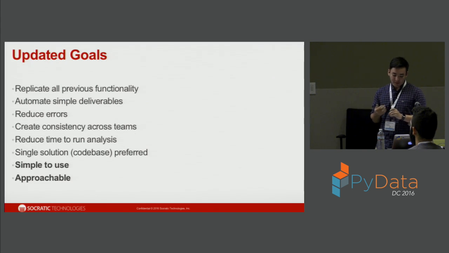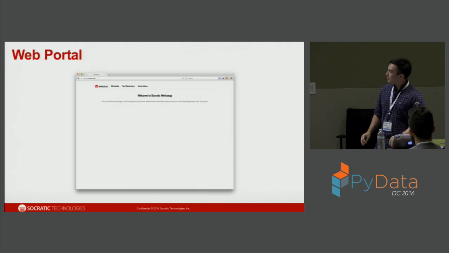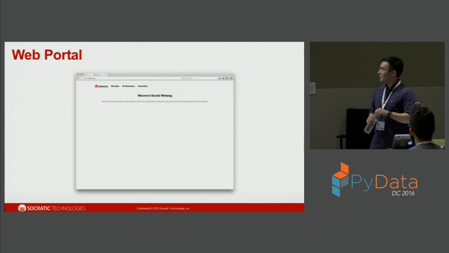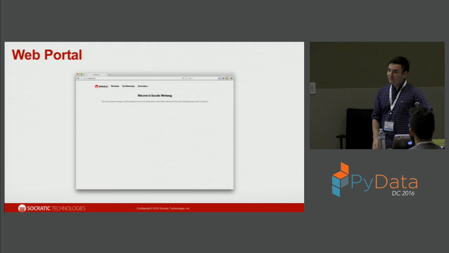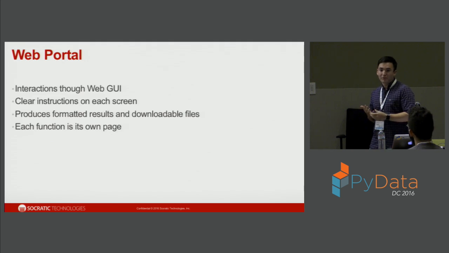So somehow we just had the crazy idea of putting everything in a web portal. This is what it looked like at the beginning. Unfortunately, I can't show the current version because it's proprietary, but it was called Workzeug because one of the people on the team thought it was so funny that the German word for tool literally translates as work thing. But basically, every interaction was through a simple web GUI.